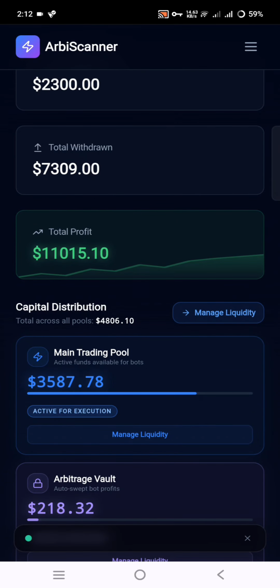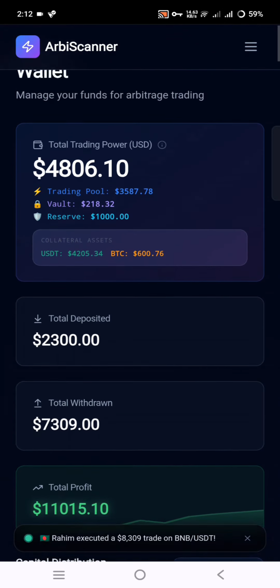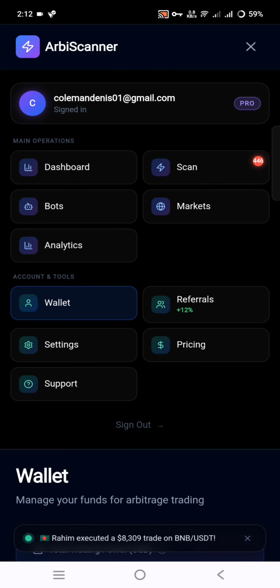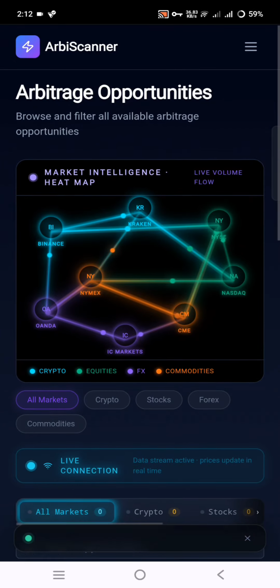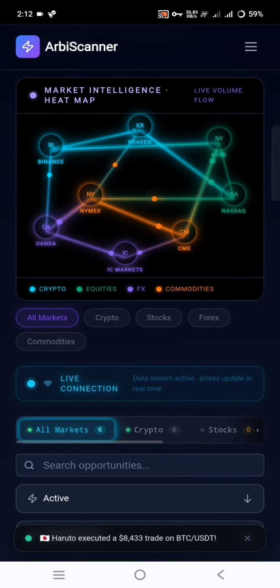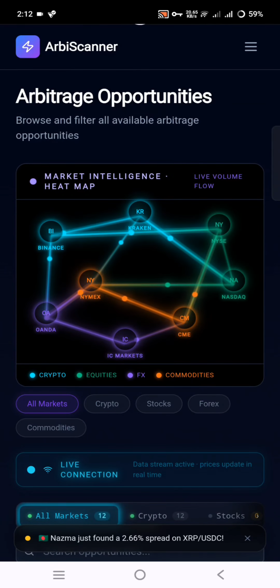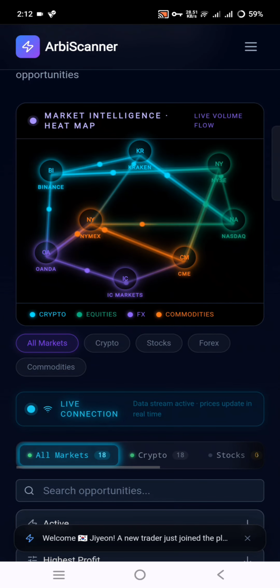Now, let's click back here and let's visit another part of the Abyss scanner, guys. Let's click on the scan. When it comes to the scan, this is where we see all the opportunities. And as you can see, we have a market intelligence heat map that shows live volume, how it moves within the markets. And we have all the markets here.